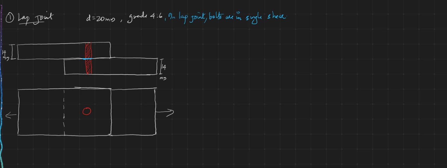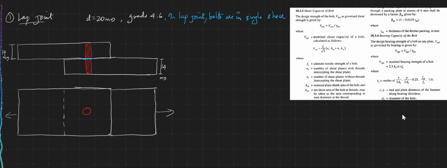If you take your IS code, IS 800:2007, you could see in clause number 10.3.3, the shear capacity of the bolt, that is Vdsb, is equal to Vnsb divided by gamma m, where Vnsb is Fu by root 3 into (nn Anb plus ns Asb). So you need to understand what is this nn, ns, Anb, Asb.